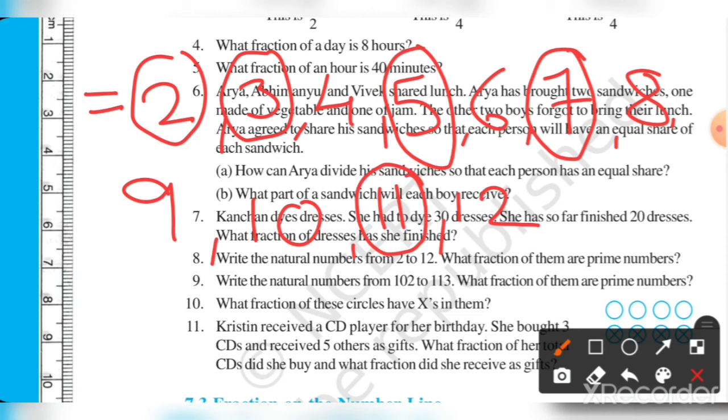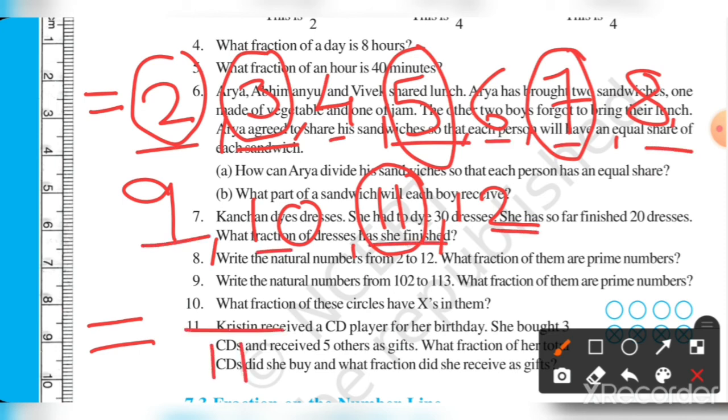Total how many numbers are there? 1, 2, 3, 4, 5, 6, 7, 8, 9, 10, 11. Total 11 numbers are there. Out of those 11 numbers, how many prime numbers are there? 1, 2, 3, 4 and 5. So 5 upon 11. Clear?